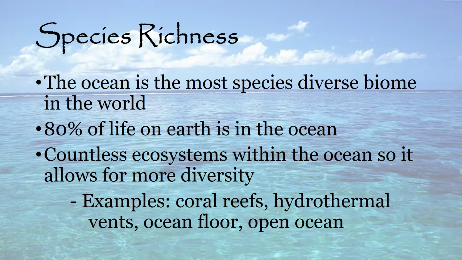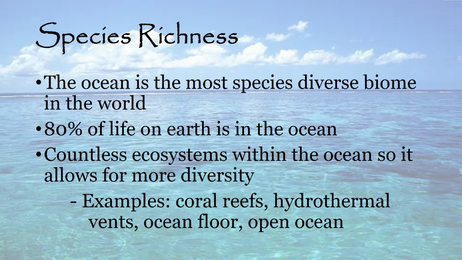So, species richness. It's not a surprise based on the amount of Earth that is ocean water, but 80% of life on Earth is in the oceans. And the oceans are the most species diverse biome in the world. There's the most production there, most biomass. So again, that doesn't come as a surprise. And there's countless ecosystems within the ocean, so it allows for a lot of that diversity.